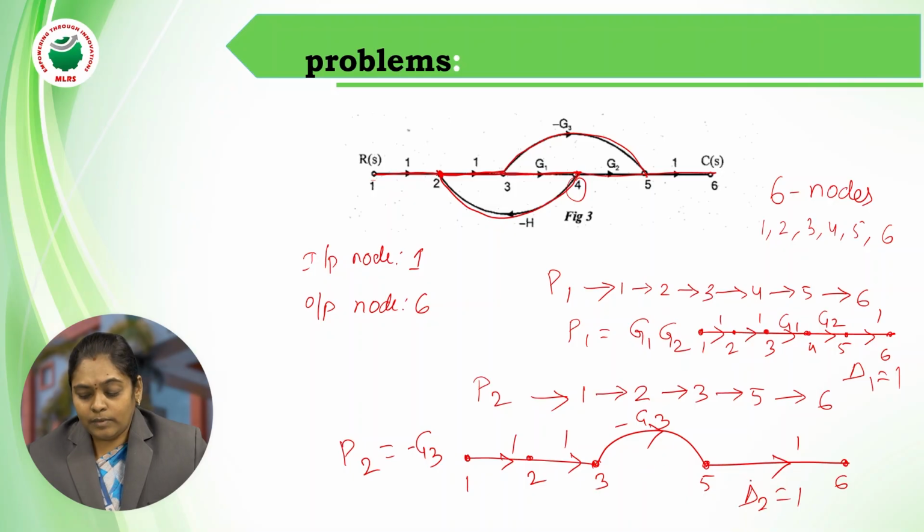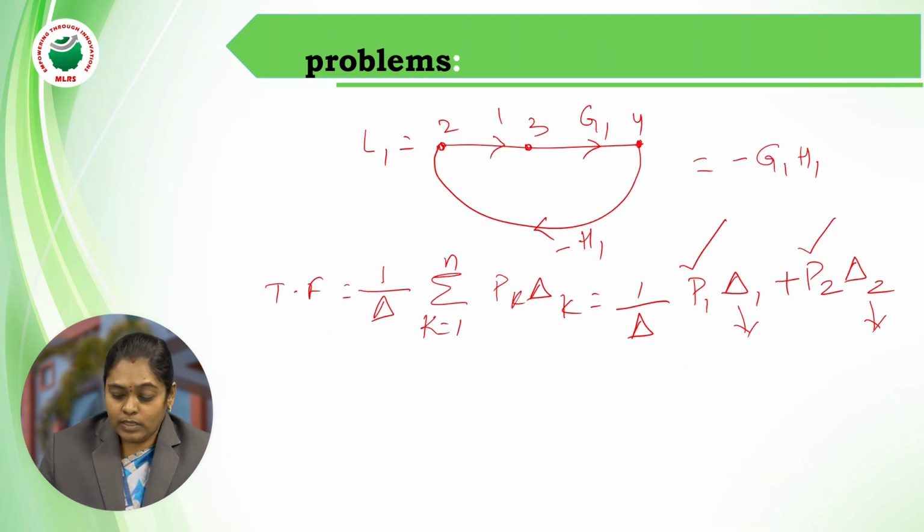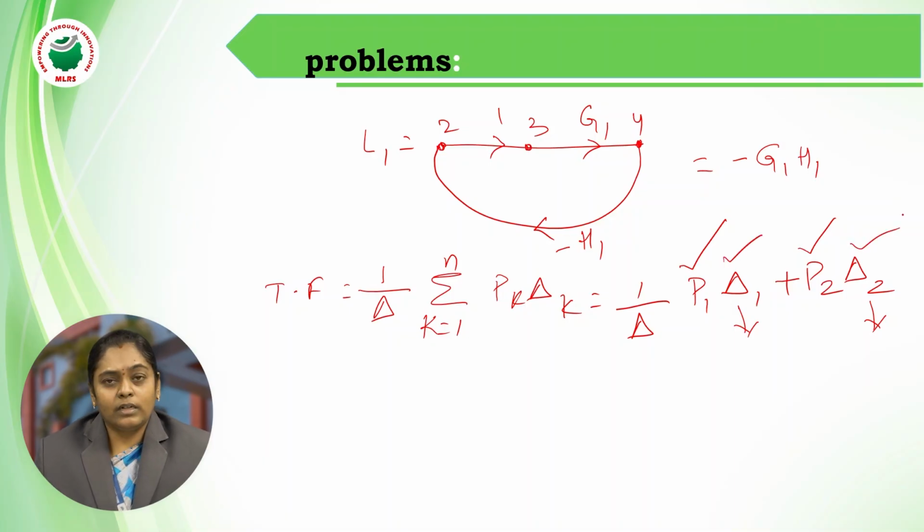So how you determine delta 1 and delta 2 depends upon the forward paths which you have drawn. If there is any missing node, observe that missing node, and if you have any loops corresponding to that missing node, that will give you the delta value. As in both these cases there is no loop made with only node 4, delta 1 is 1 as well as delta 2 is also 1. So now I got the value of delta 1 as well as delta 2.